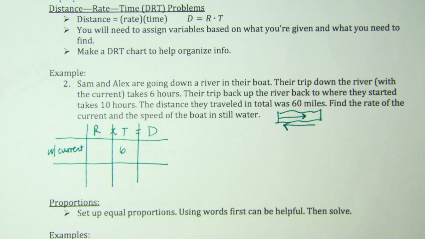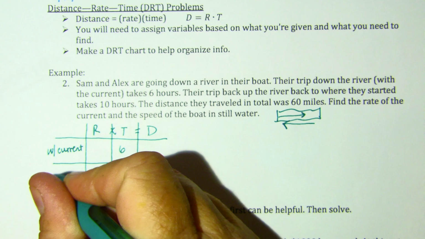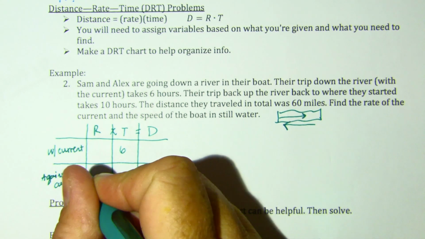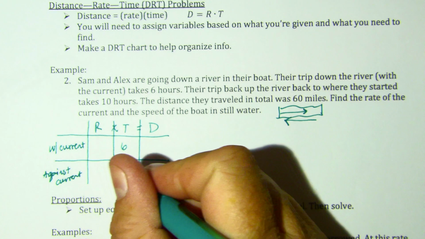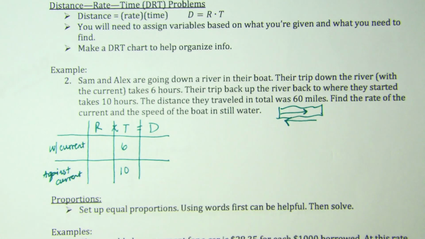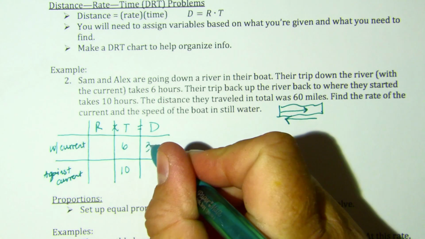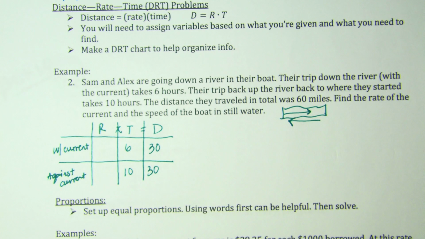Their trip back up the river to where they started takes 10 hours. So going against the current. If you think about that again, going with the current is the easier trip. Going against the current, fighting against the current, should take longer. It's harder work. And it says the distance they traveled in total was 60 miles. So that means they went 30 this way and 30 this way. So this trip was 30 miles and this trip was 30 miles.